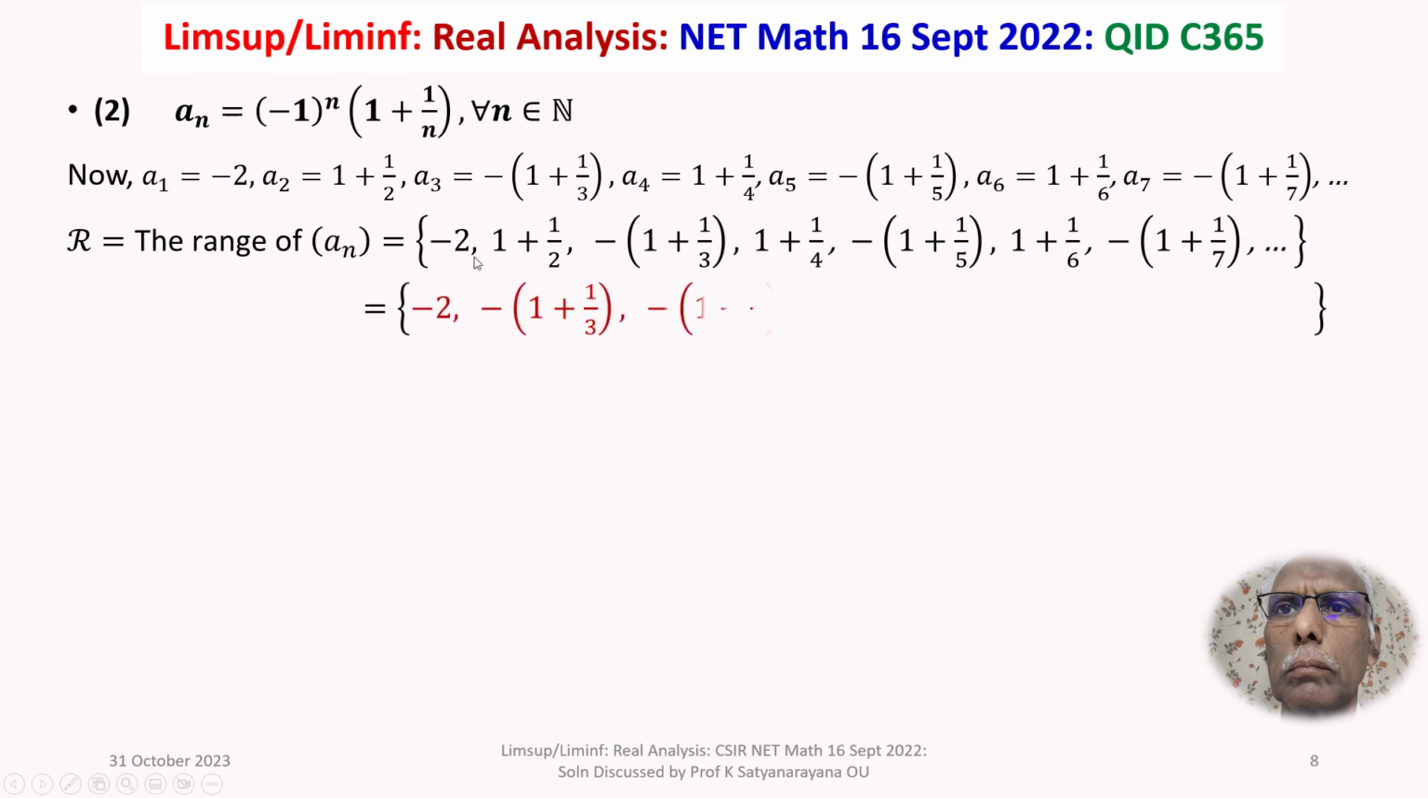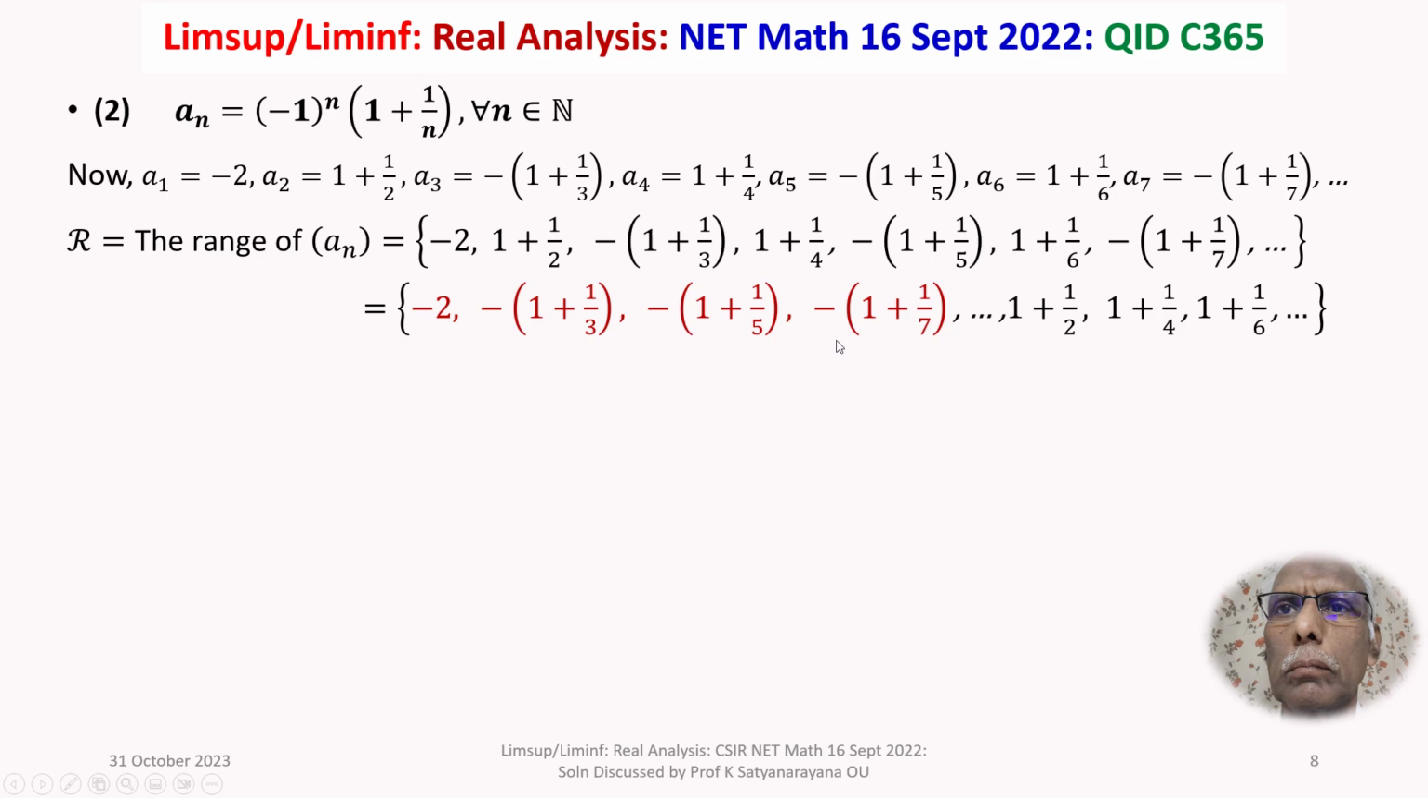So I will separate the negative terms. The red ones are the negative terms. The positive terms are in black color: 1 plus 1 by 2, 1 plus 1 by 4, 1 plus 1 by 6, and so forth. Now look at these negative ones.